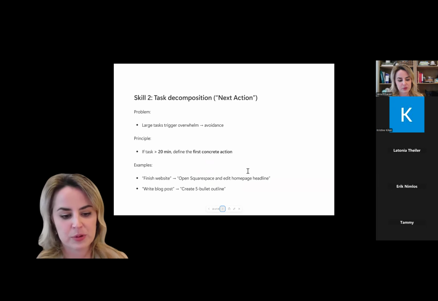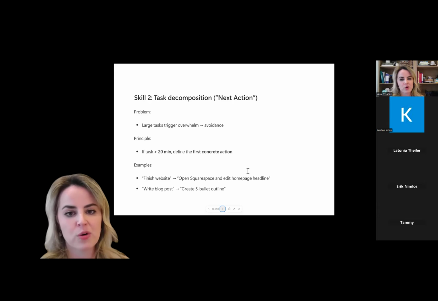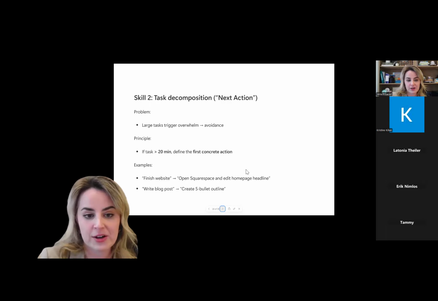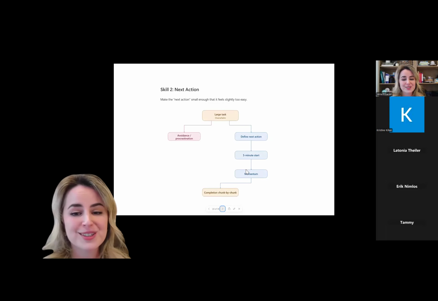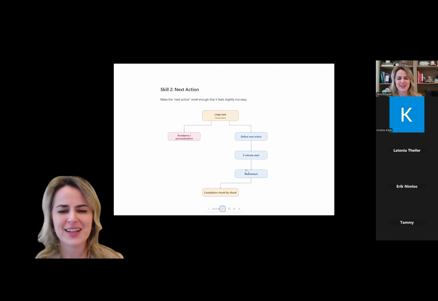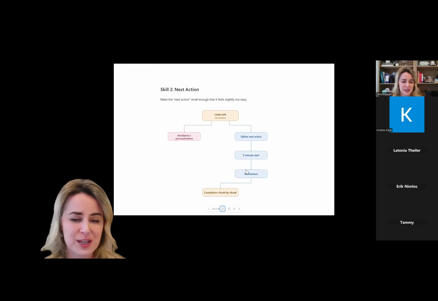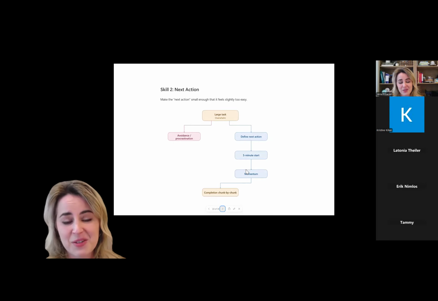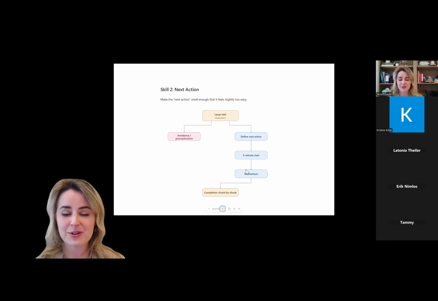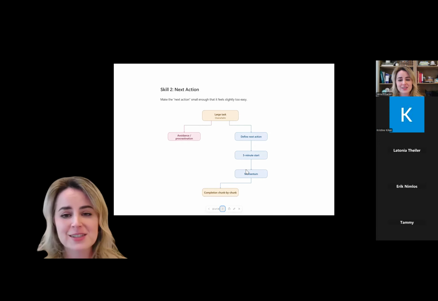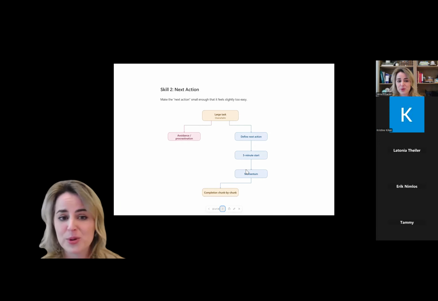And here's a few examples here on the bottom. Instead of writing a whole blog post, let's just create a 5 bullet outline. Now, the key here is that you want it to feel almost slightly too easy. I love this. I can relate to this. If I'm scheduling out my whole week and I have a big project, let's say even creating this presentation, if I told myself I have to create a 36 slide presentation and present for an hour, that's overwhelming.